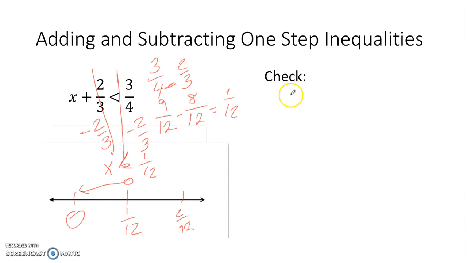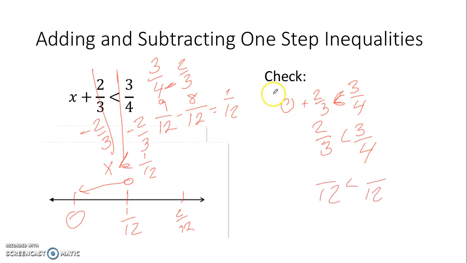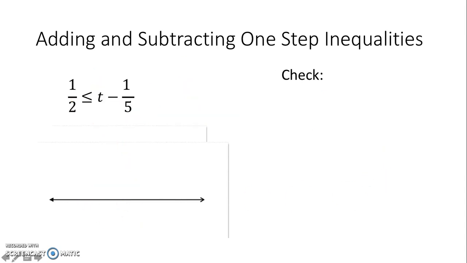To check our work, we want any number that is less than 1/12, so I'm just going to use 0 because it's easier to work with a whole number. So 0 plus 2/3 is less than 3/4. So 2/3 is less than 3/4, and now let's take a look at these common denominators to check ourselves. So we have 8/12 and 9/12. This is indeed true. Let's take a look at another one.